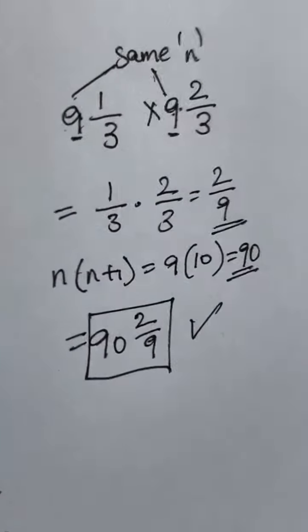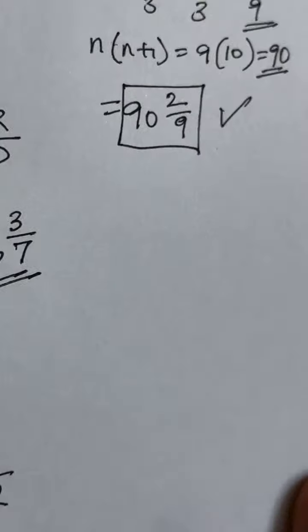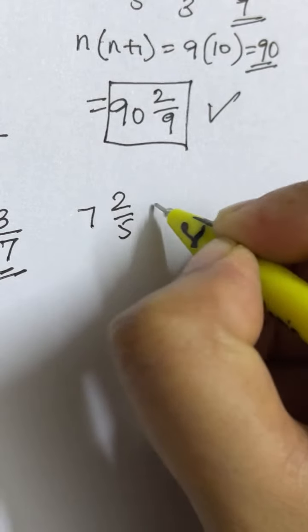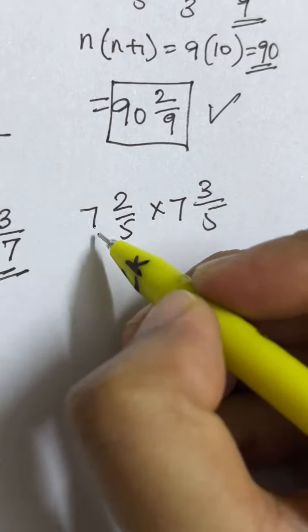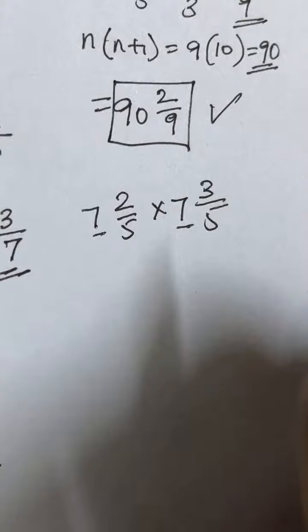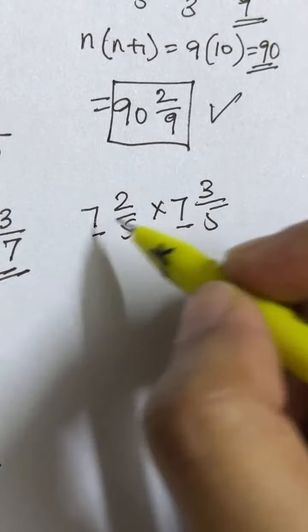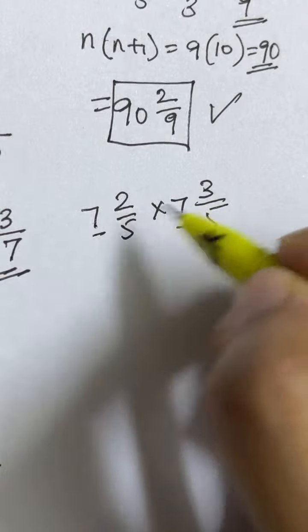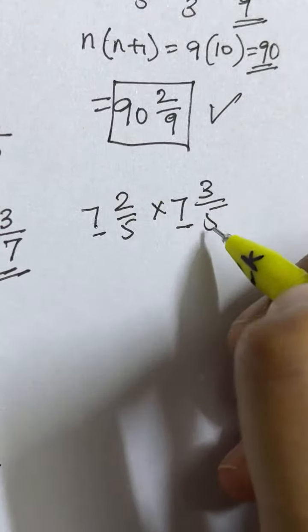Very simple. Okay, let me show you one more example related to this. That's 7 2/5 multiplied by 7 3/5. As I told you, the whole number parts are same in this. It will only be applied when you have the whole number parts same. That means 7 7 or 2 2s or 9 9s or 3 3s, like that. So I can just multiply the fractional parts directly.